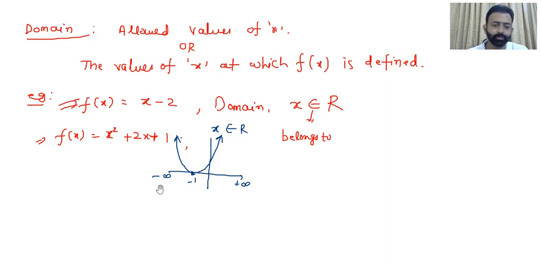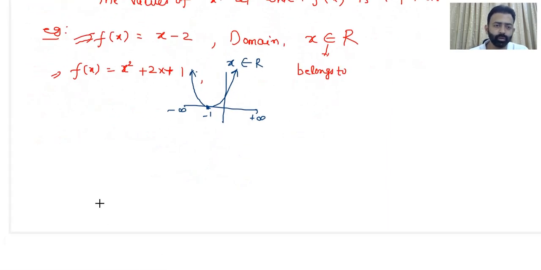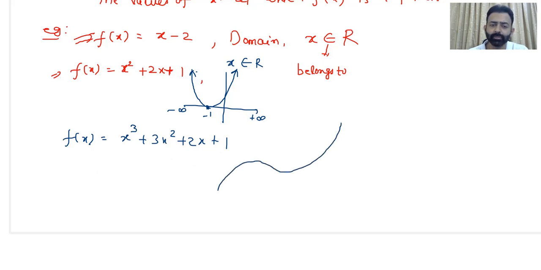Now let us consider another function, which is f(x) equal to, this time cubic, 3x square plus 2x plus 1. And its graph will be something like this. It may intersect the x-axis at only one point, which will give you a single root. It may have 3 roots if it is intersecting at 3 points. It may not have 3 real roots.